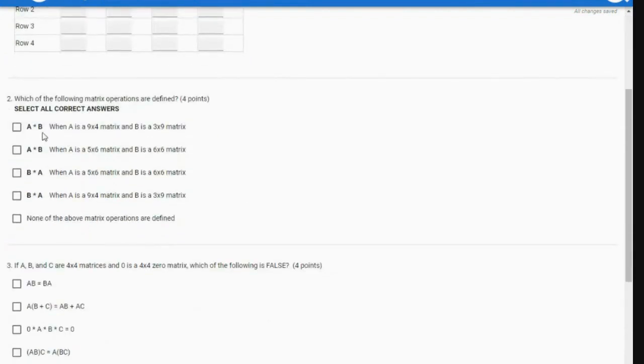Here's the ones which are defined: A times B, B times A. But it gives you the dimensions: a 9 by 4 and a 3 by 9. Can we multiply A times B if A is a 9 by 4 and B is a 3 by 9? Or the other way around.